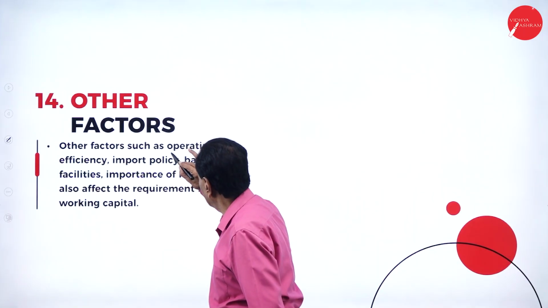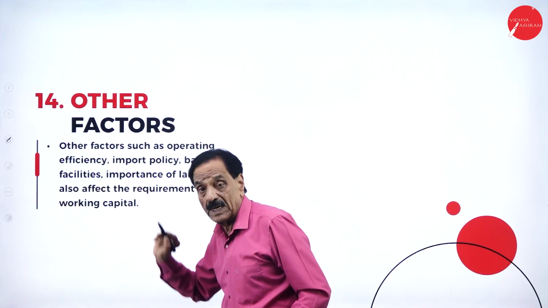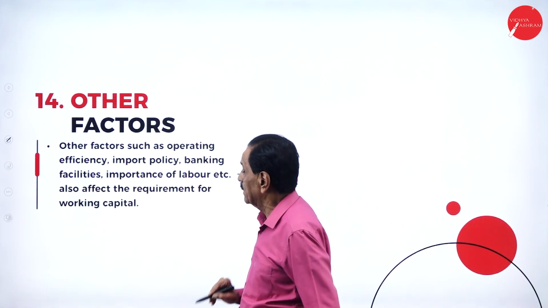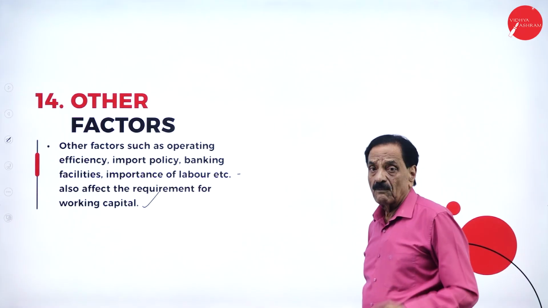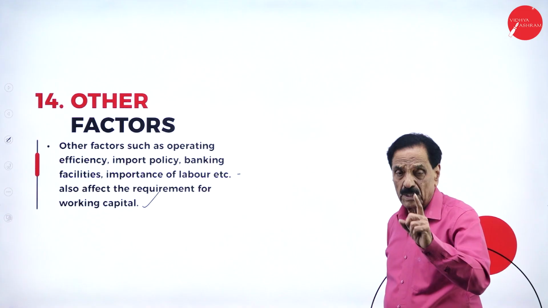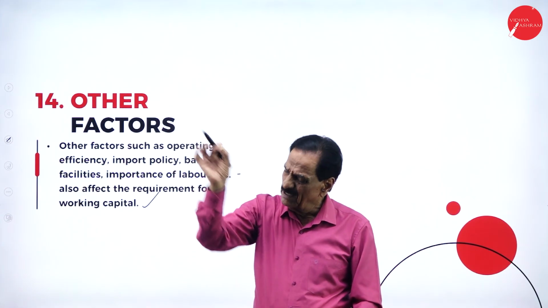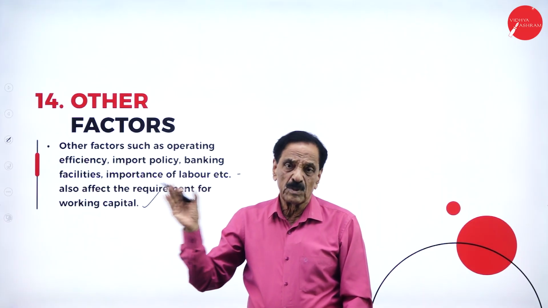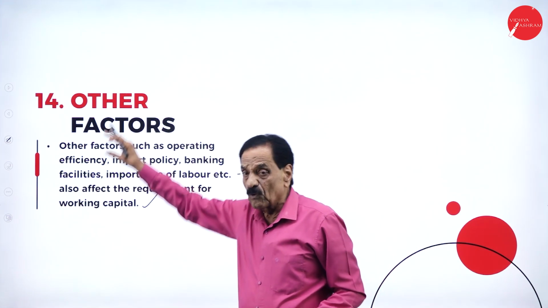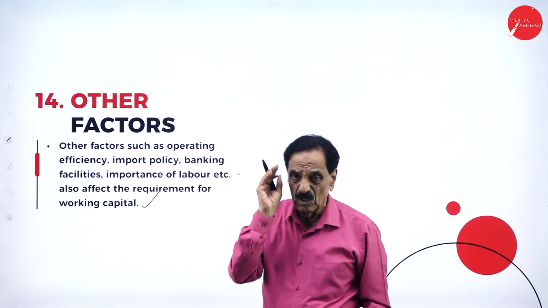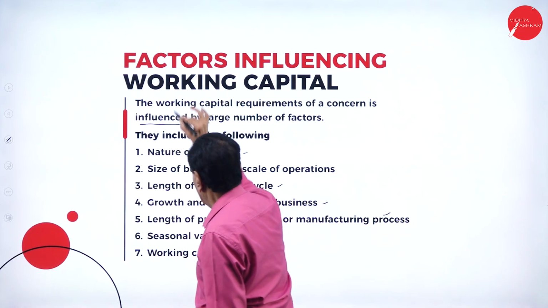Last one, other factors such as operating efficiency, import policy, banking facilities, importance of labor, etc., also affect the requirement of working capital. I've explained about 14 points. So you must remember all one by one, at least the heading you write. On the heading, you have to explain about 3 or 4 lines about that particular point. That is important. So these 14 points are most important.